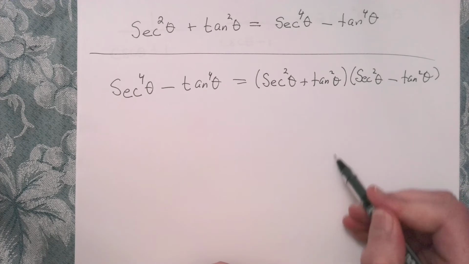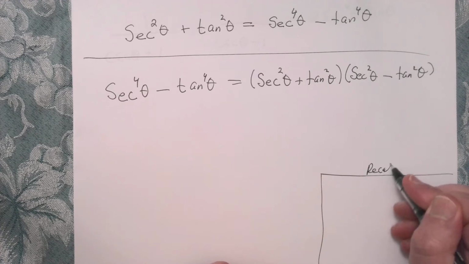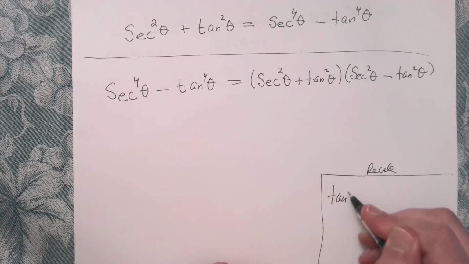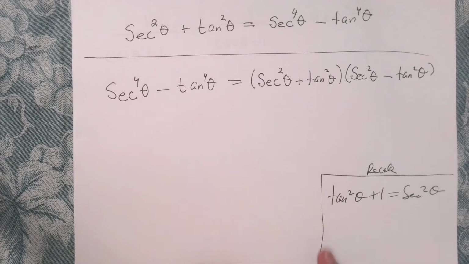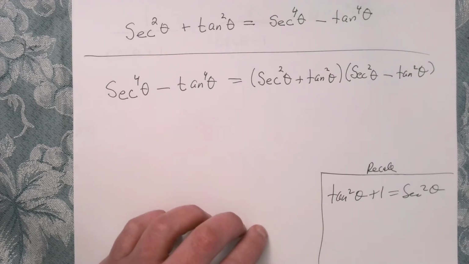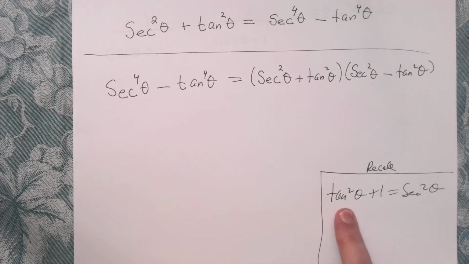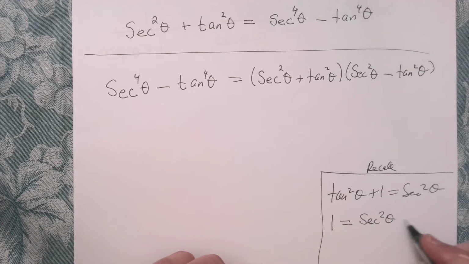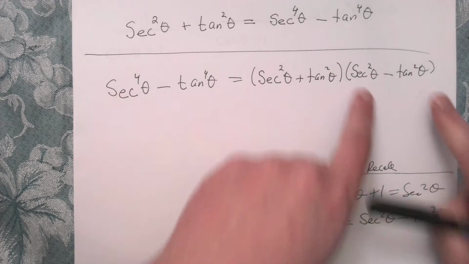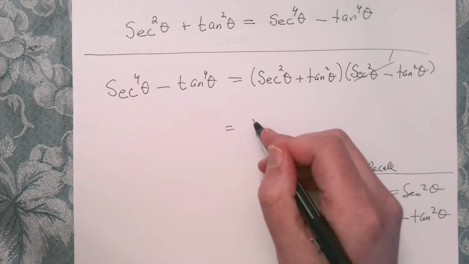But we want to recall something. So recall that tangent squared of theta plus 1 is equal to secant squared of theta. That's our second classic Pythagorean identity that we talked about earlier. And you'll notice if you subtract tangent squared of theta from both sides, you get that 1 is exactly equal to this difference. That's helpful. So that's 1. So yeah, this one was practically instant.